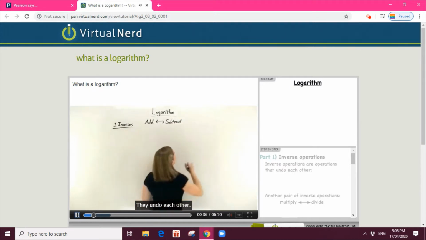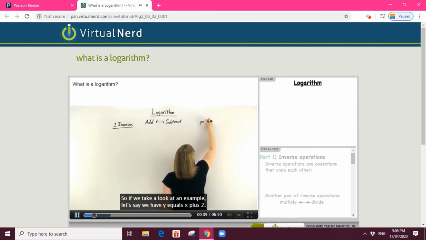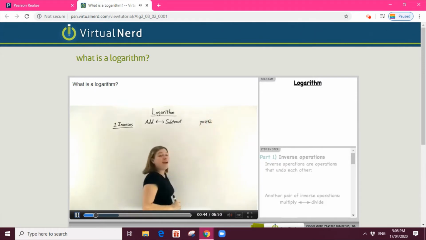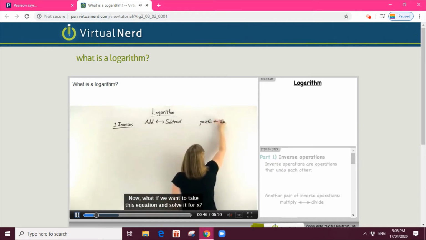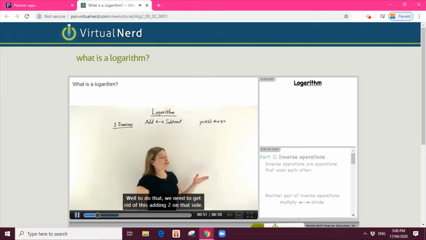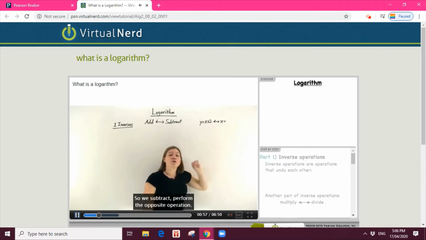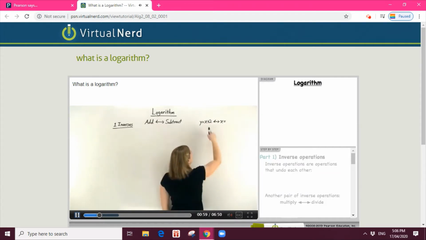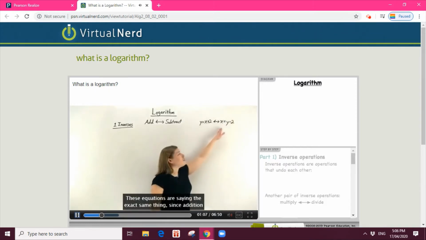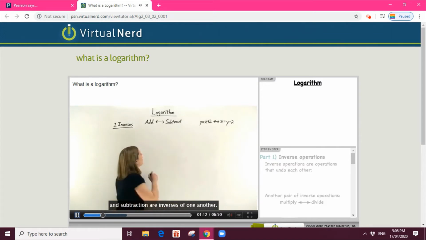They undo each other. So if we take a look at an example, let's say we have y equals x plus 2. Here we're adding in this equation. Now, what if we want to take this equation and solve it for x? So get x by itself on one side. Well, to do that, we need to get rid of this adding 2 on that side. So we subtract, perform the opposite operation. Subtracting 2 from both sides, we get that x is equal to y minus 2. These equations are saying the exact same thing, since addition and subtraction are inverses of one another.